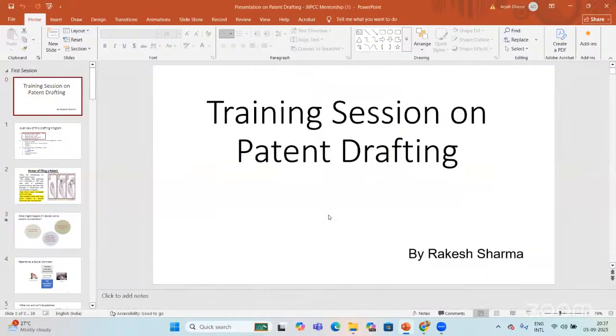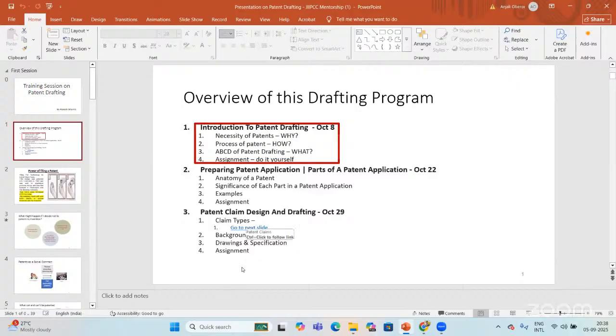Okay. So our overall objective today is patent drafting. So why are we going for patents? This is the overall training, which I have divided into three sections. Today we are going to discuss the introduction to patents, why these are necessary, and what the patentability criteria are. I will be discussing more about the patentability criteria of patents.